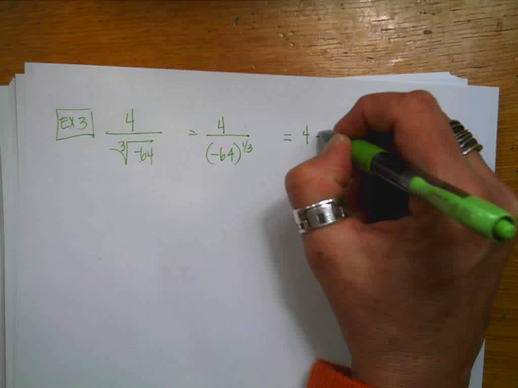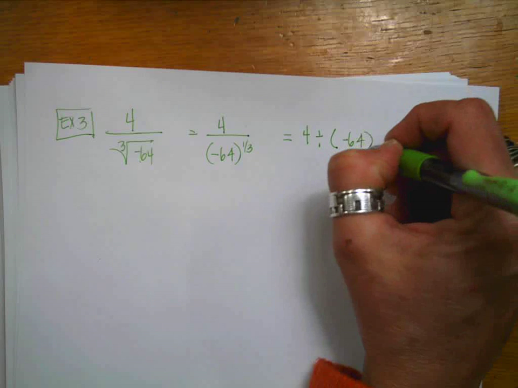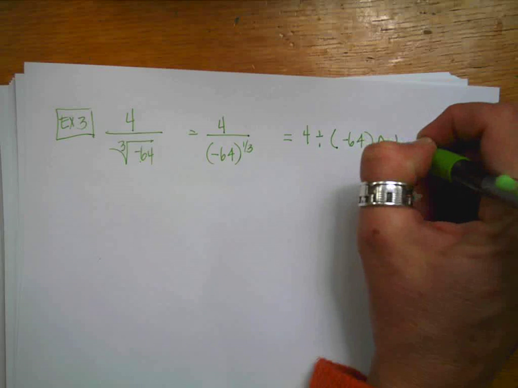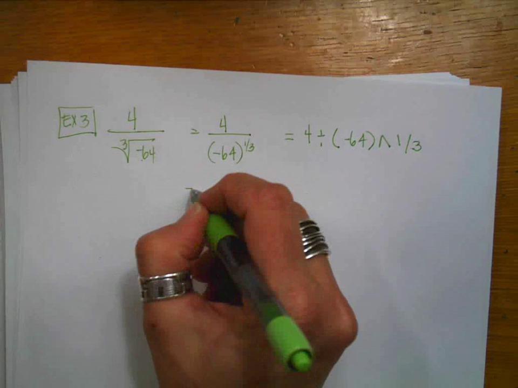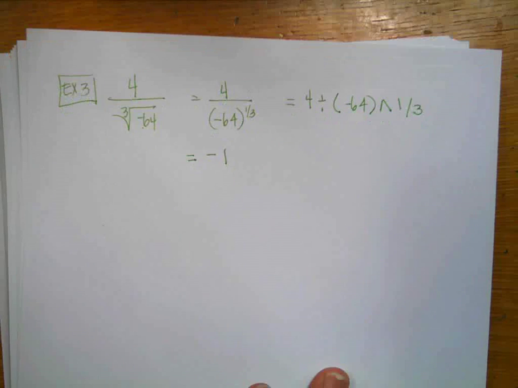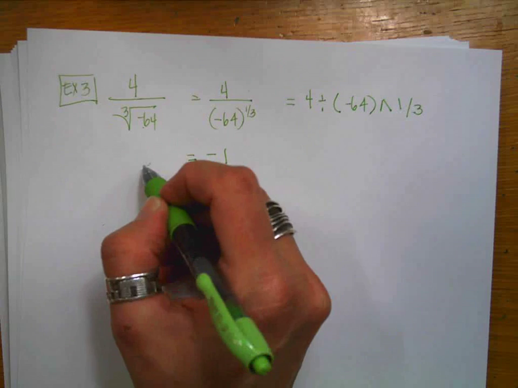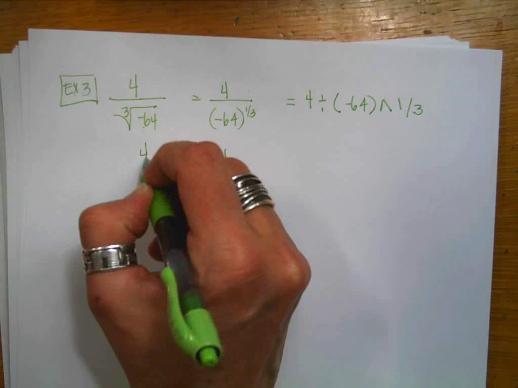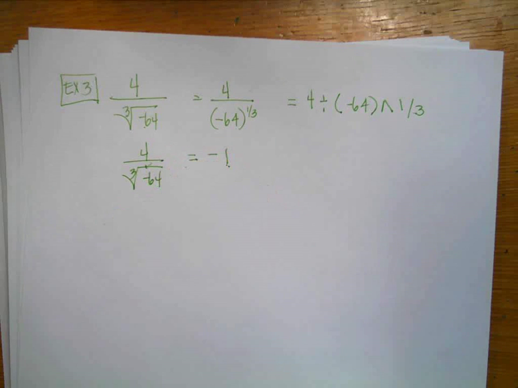When I put this in my calculator, I would do 4 divided by parentheses negative 64, and then there's your caret 1 divided by 3. Okay, and if you do that math, you're going to get that it equals a negative 1. Okay, alrighty, so remember that when we write our answers, we have to say what equals this quantity. And so in this case, it's just easier to rewrite what we just did, and there you go.